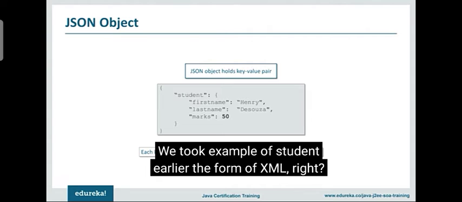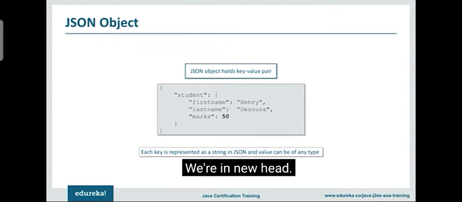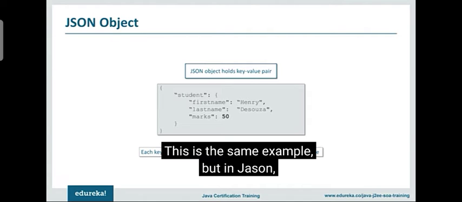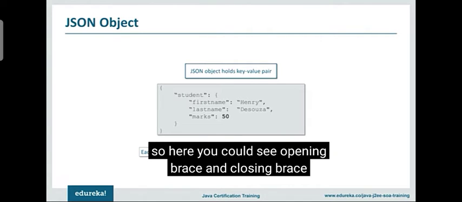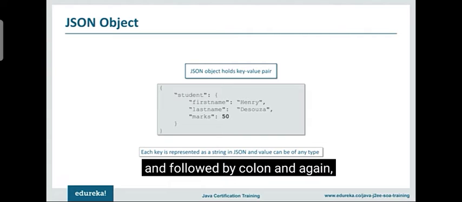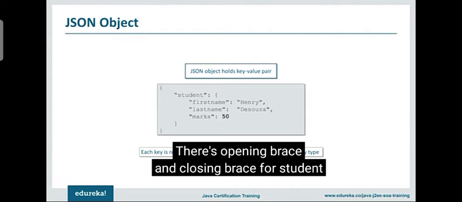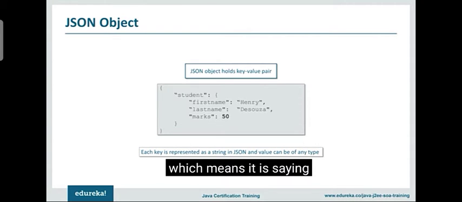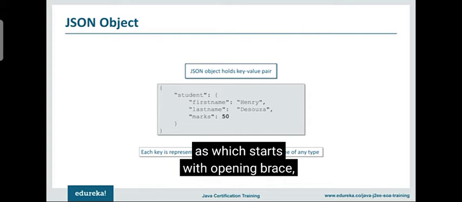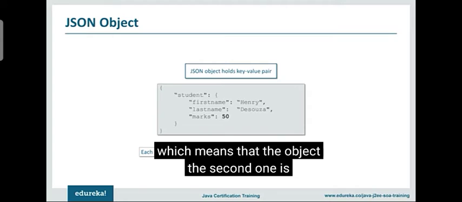We took the example of student earlier in the form of XML, right? Wherein you had first name, last name, and marks. This is the same example, but in JSON. So here you could see opening brace and closing brace, and you could see student is a key followed by colon. And again, there's an opening brace and closing brace for student, which means that student is an object. If you have a value which starts with an opening brace, that means it's an object.